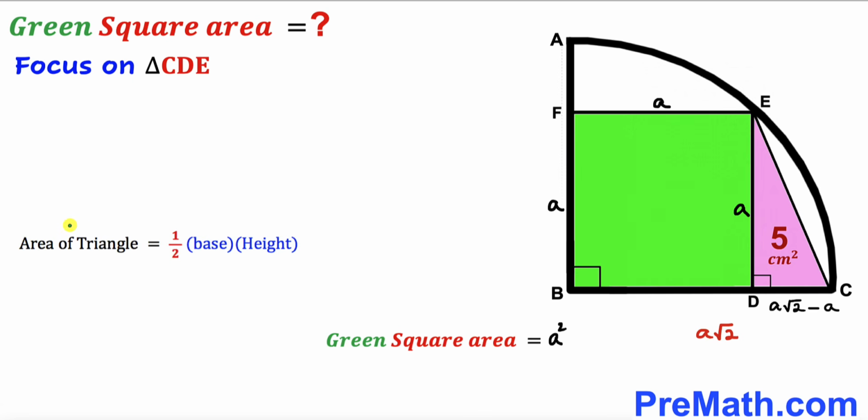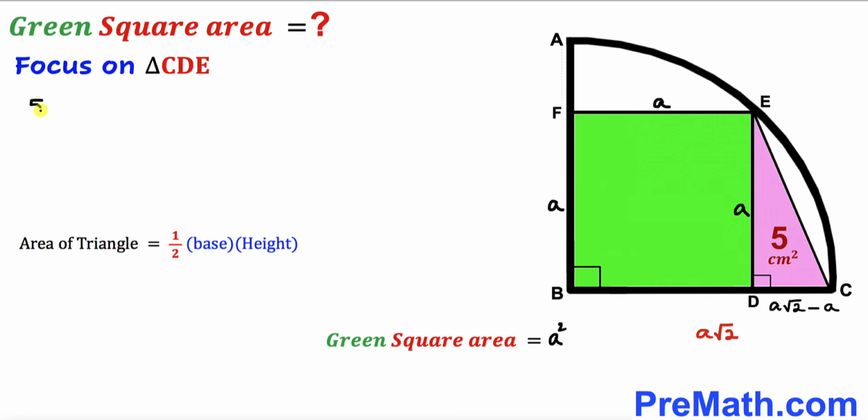And now let's recall once again the area of a triangle formula. Area equals a half times base times the height of the triangle. In our case, the base of this triangle is a times square root of 2 minus a. The height is lowercase a. And the area of this triangle is 5 centimeters square. So therefore, let's go ahead and fill in the blanks in this formula.